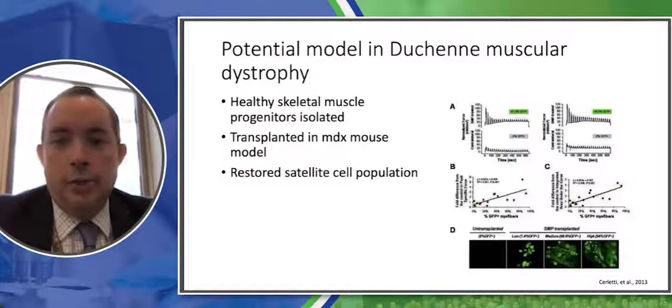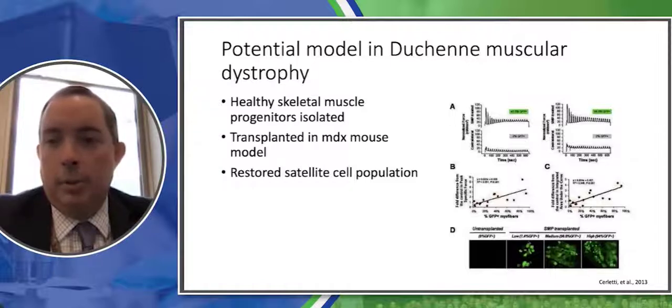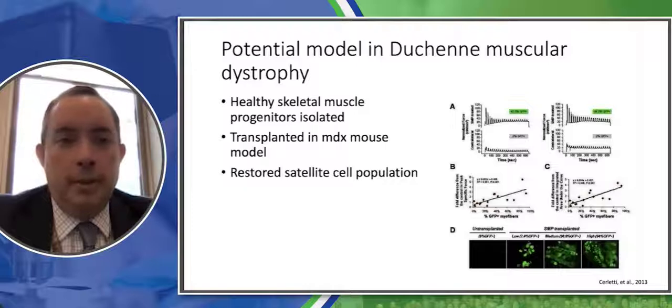And this just shows that there's a model for this in Duchenne muscular dystrophy. So people across the muscular dystrophies are thinking about restoring satellite cell populations, and that would allow you to kind of regrow and regenerate a healthy skeletal muscle. So lots more to come. I think there's a lot of hope and optimism.